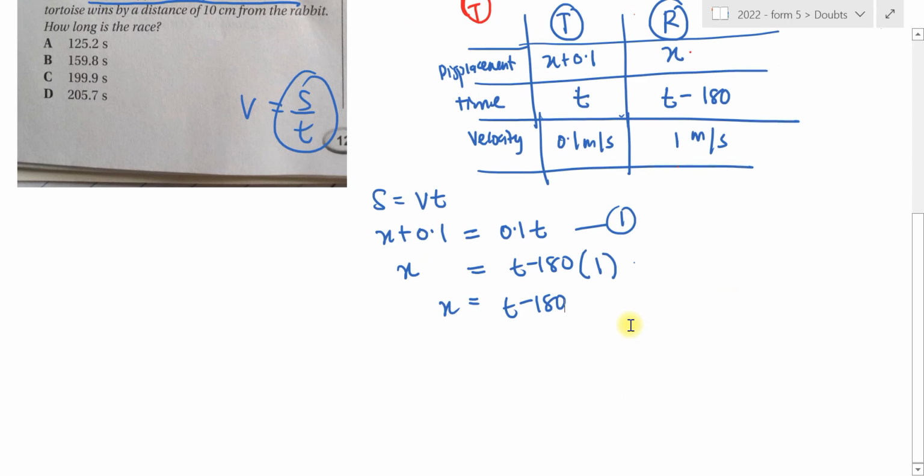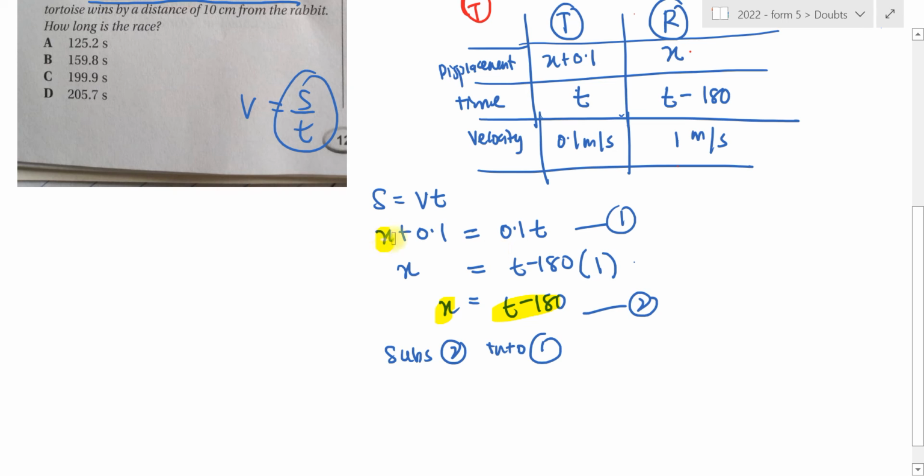Okay, that is equation number 2. Substitute 2 into 1, because you know your x here, so you can substitute inside this x. So what do you get? t minus 180 plus 0.1 equals 0.1t.